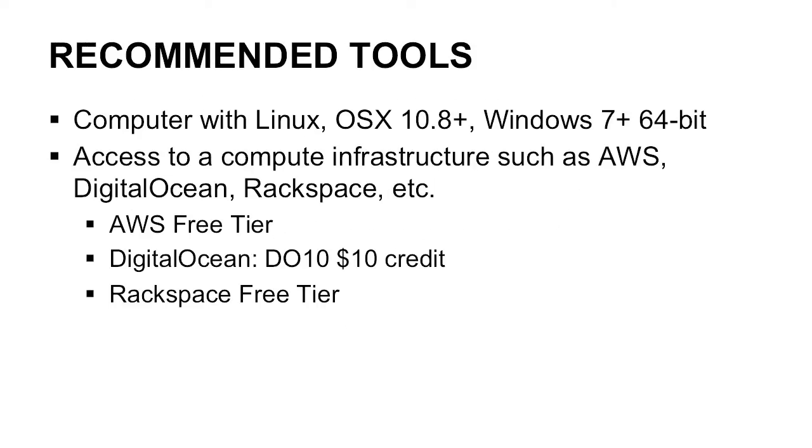The recommended tools for this course are a computer with Linux, Mac OS 10.8 or greater, or Windows 7 or greater, that's 64-bit. And then you'll also want access to a computing infrastructure such as AWS, DigitalOcean, Rackspace, and so forth. Now, if you don't have access to one of these, AWS does have a free tier, DigitalOcean has an ongoing DO10 coupon code for $10 of credit, and Rackspace has a free tier as well. And either one of these should give you enough to get through this course just fine.